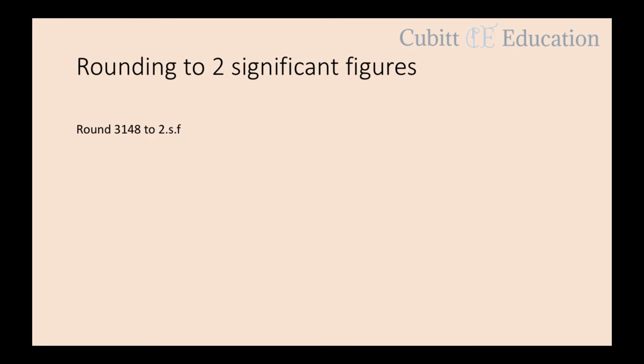So let's move on now to two significant figures. Let's look at this number, 3,148. We're going back to the numbers we used for one significant figure now, but I'm going to show you how you're going to round them to two significant figures.